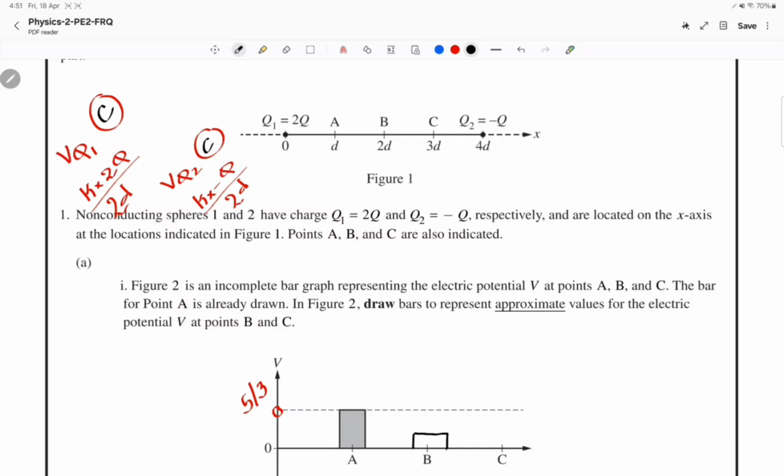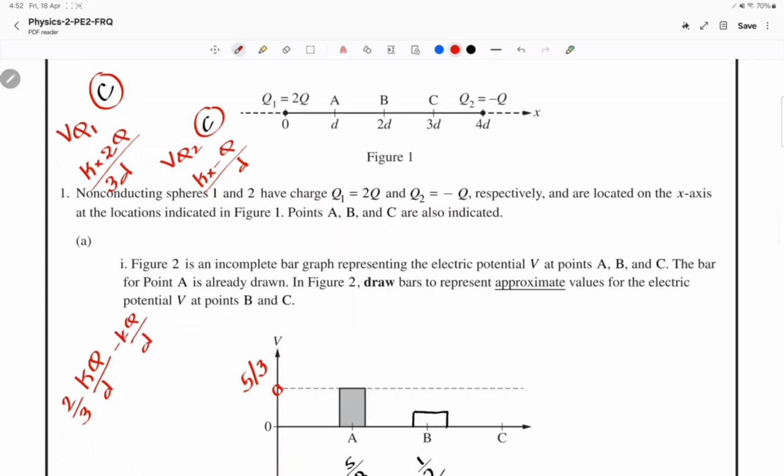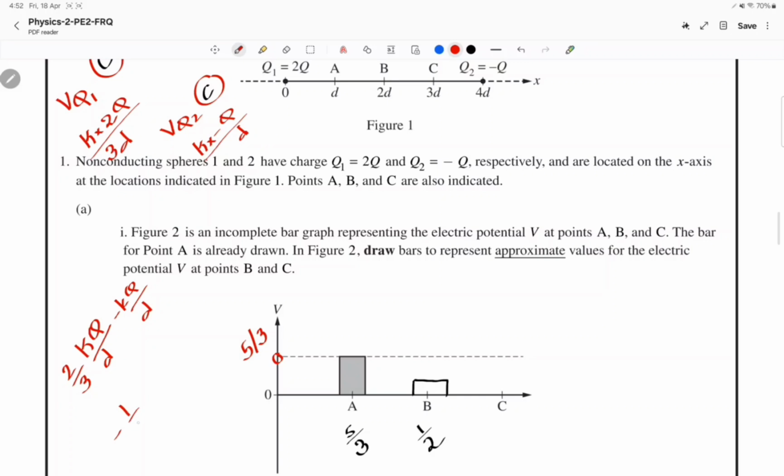How far is Q1 from point C? 3D. And how far is Q2 from point C? 1D. Right. So we're going to have 2 over 3 KQ over D minus KQ over D. So that's going to be 2/3 minus 1, which is a negative third. That means we have to go under the x-axis, right? Yes. And negative third is less than half. So we're going to make the box a bit smaller.